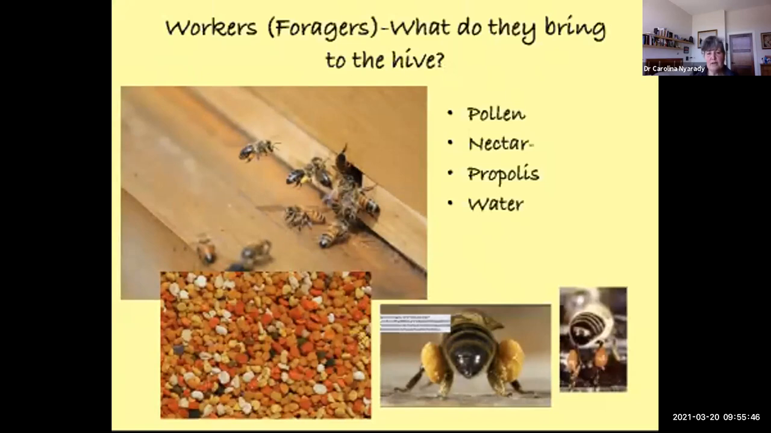The other next component that is brought into the hive of high importance is, of course, nectar. Nectar is produced in the flowers themselves. It's very high in moisture. It's very high in sugars. It also, of course, will contain plant pigments and other minerals as well that are used within the hive. And because it's such an important component for bees to bring home, keep in mind that bees have this amazing ability to recognize flowers by the color and the smell of the nectar that they produce.